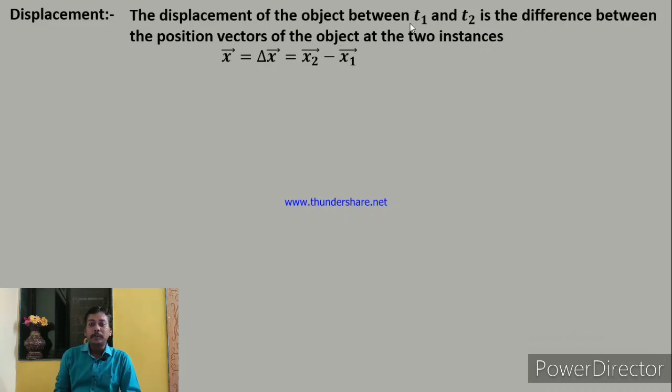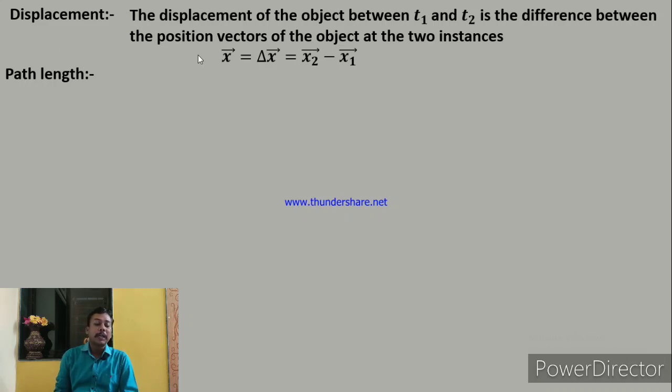So when initially the object is at x1 and after some time that object is at x2, then there is a change in position, so the displacement becomes x2 bar minus x1 bar, where x2 bar and x1 bar are the position vectors of the object or particle. This is the displacement, which depends upon the direction, whether where is the starting and where is the ending point.